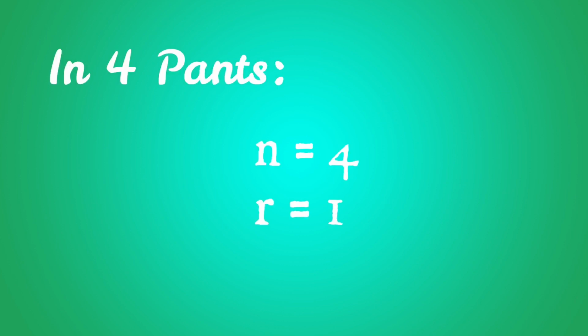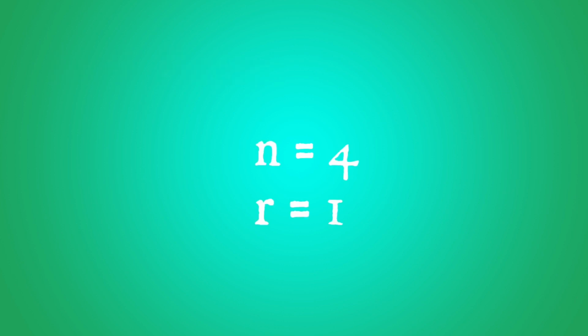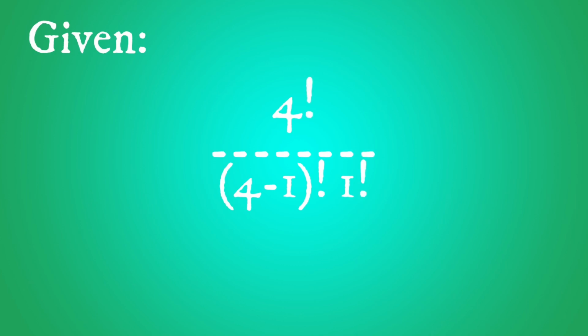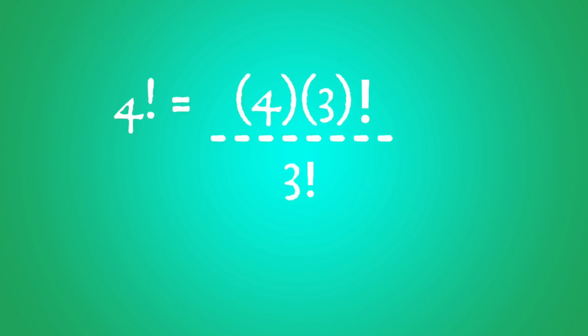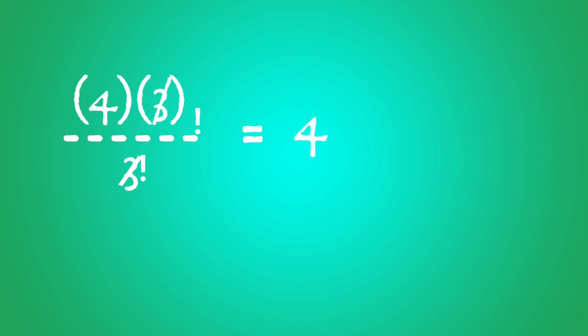In 4 pants, our n is 4 and r is 1. So our given is 4 factorial over quantity 4 minus 1 factorial multiplied by 1 factorial. Next, we will write down 4 factorial, then subtract 4 minus 1 factorial, then multiply by 1 factorial. So now our given is 4 factorial over 3 factorial. Next thing is we're going to expand 4 factorial. But since we have 3, we will just have 4 times 3. Last but not the least is we're going to cancel out both 3, so the remaining number is 4. Therefore, the answer will be 4.